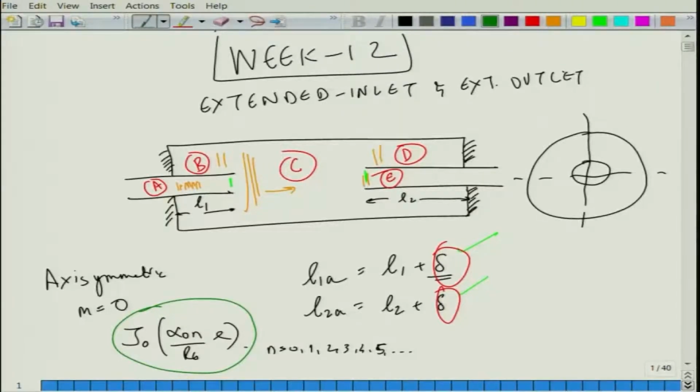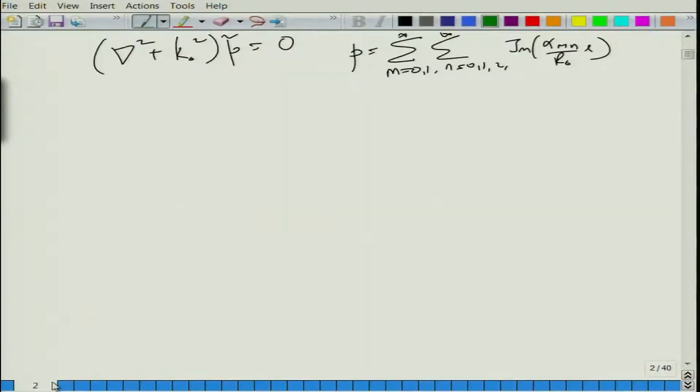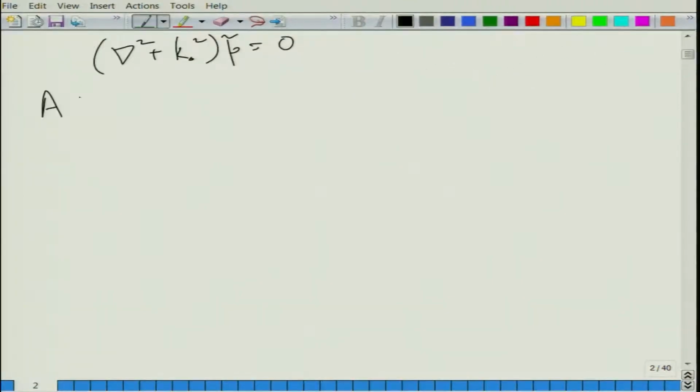Now what we can do is write down the solution. Let me write down the modal solution for region A, which is P_A as a function of r and z. There is no theta dependence, again I am telling you, and e^{j omega t} is already implied. I am not writing it explicitly, it is understood by now, that is e^{j omega t}.